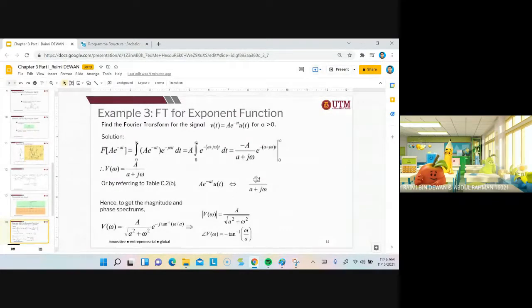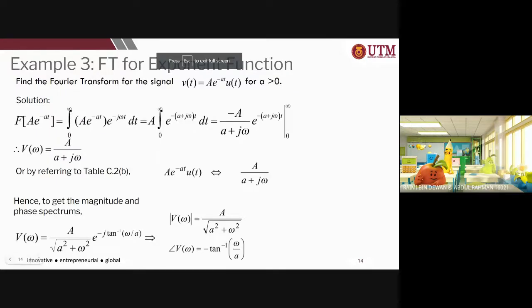And then once you obtain this one, the next is actually to get the magnitude and spectrum. Okay, magnitude and spectrum. So simple, for the magnitude it is a over square root of a square plus omega square. Okay, a square plus omega square and a. So this is your magnitude. How you get your phase is actually inverse tangent of omega over a. Okay, so this is how you get your phase. Okay, and then this is actually in terms of combination of magnitude and also your phase. Okay, e negative j inverse tangent and so on.